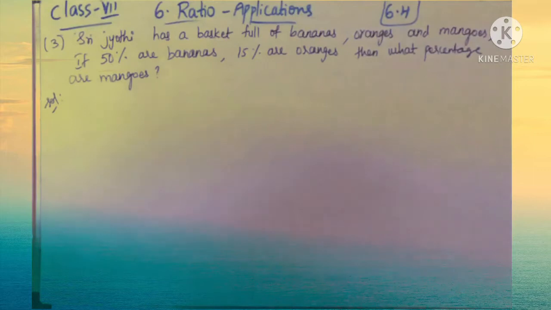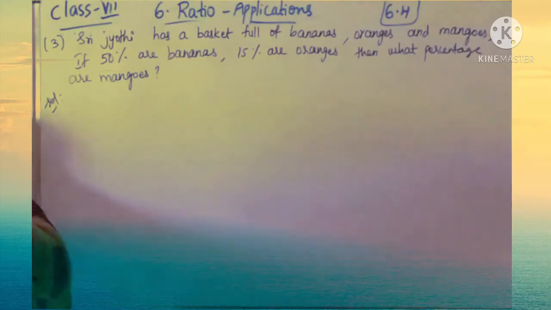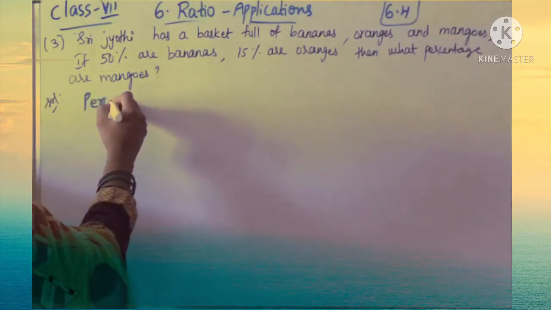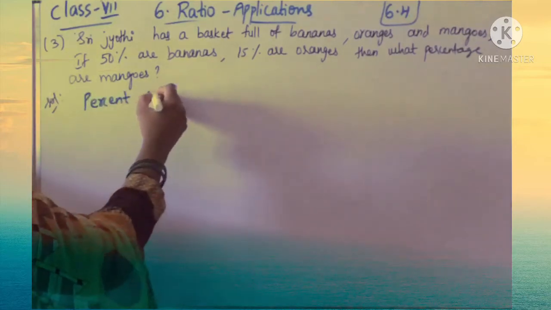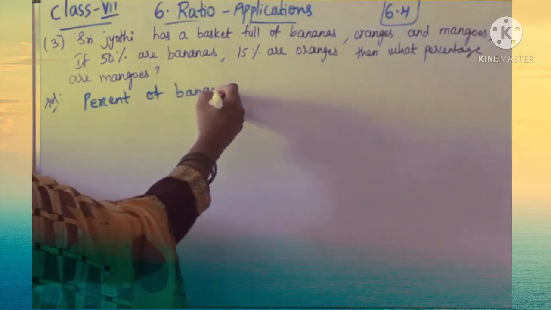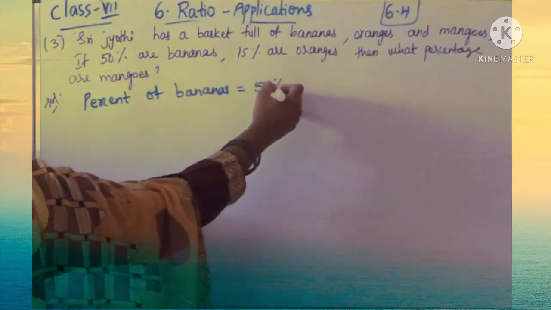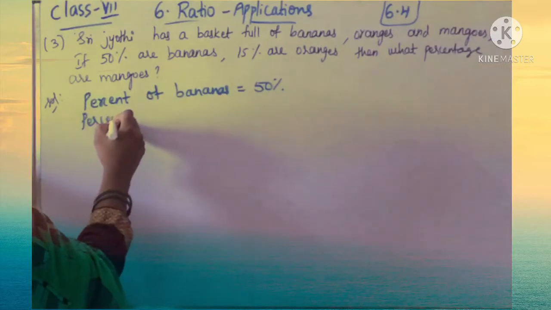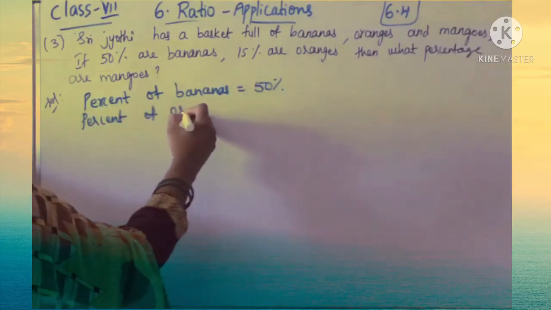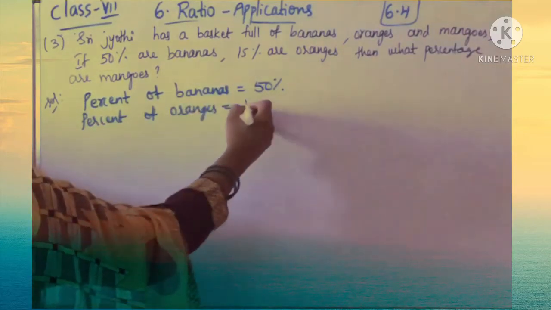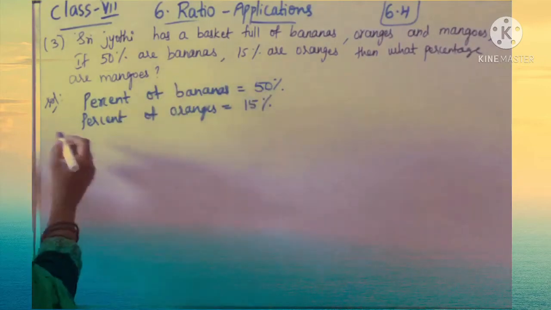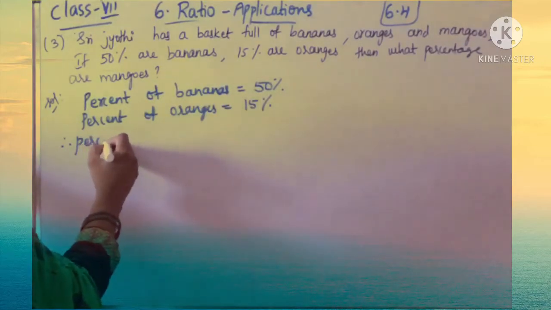Next, coming to the third word problem. Sri Jyoti has a basket full of bananas, oranges and mangoes. If 50% are bananas and 15% are oranges, then what percentage are mangoes? Here total means 100%, you know, right? So first we find the percentage of bananas. How many have they given? 50%. Next, percent of oranges. How many? 15%, right? Now we need to find the remaining percent, which is mangoes.